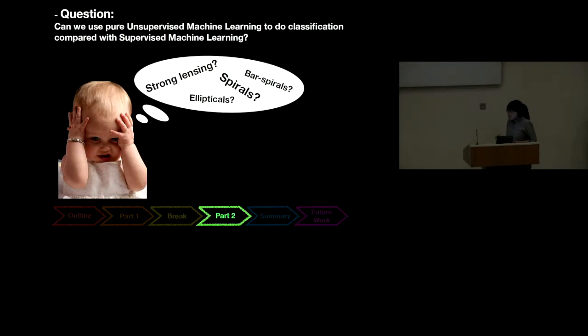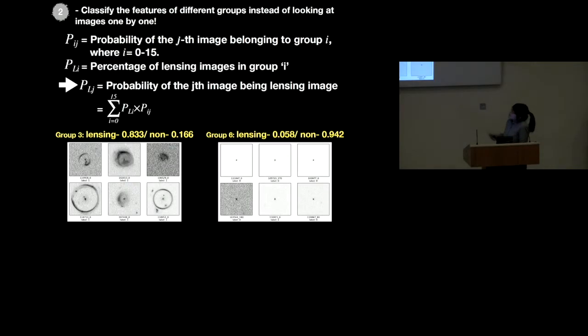So if we do want to do the classification and compare to supervised machine learning results, we need to get human judgment involved in a way. So the second advantage of this technique is that if we do want to do some classification for comparison, we only need to classify these 16 groups instead of thousands or 10,000 images. Just classify them one by one: this is lensing, this is not, this is lensing, this is not. We just need to classify these 16 groups.